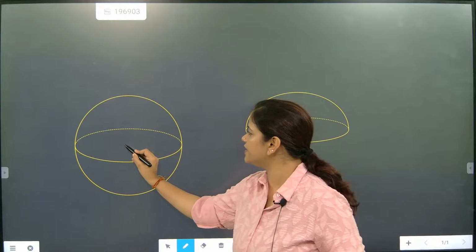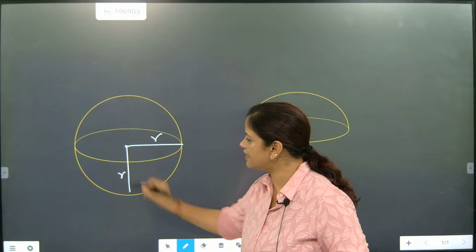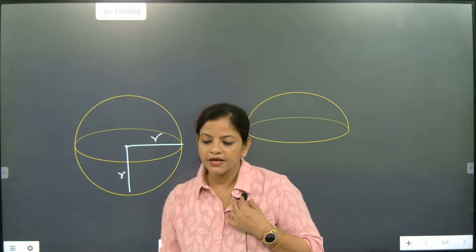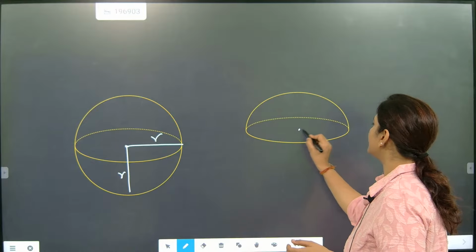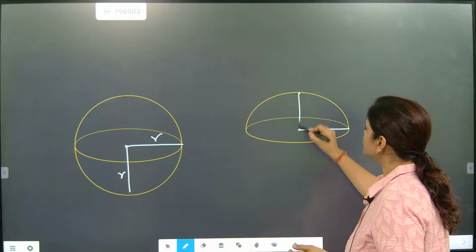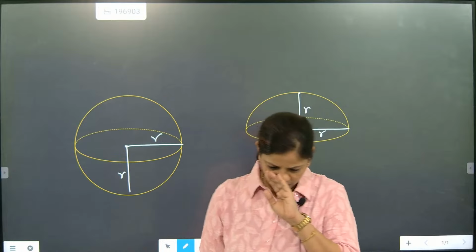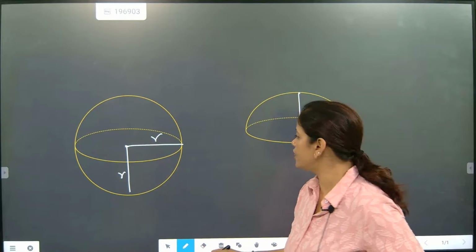Now this is the radius. This is also considered as the radius. So all the heights from which sections we are taking are considered like that only. This is R and this is also considered as R. So when you will be solving this part, how are you going to do it?